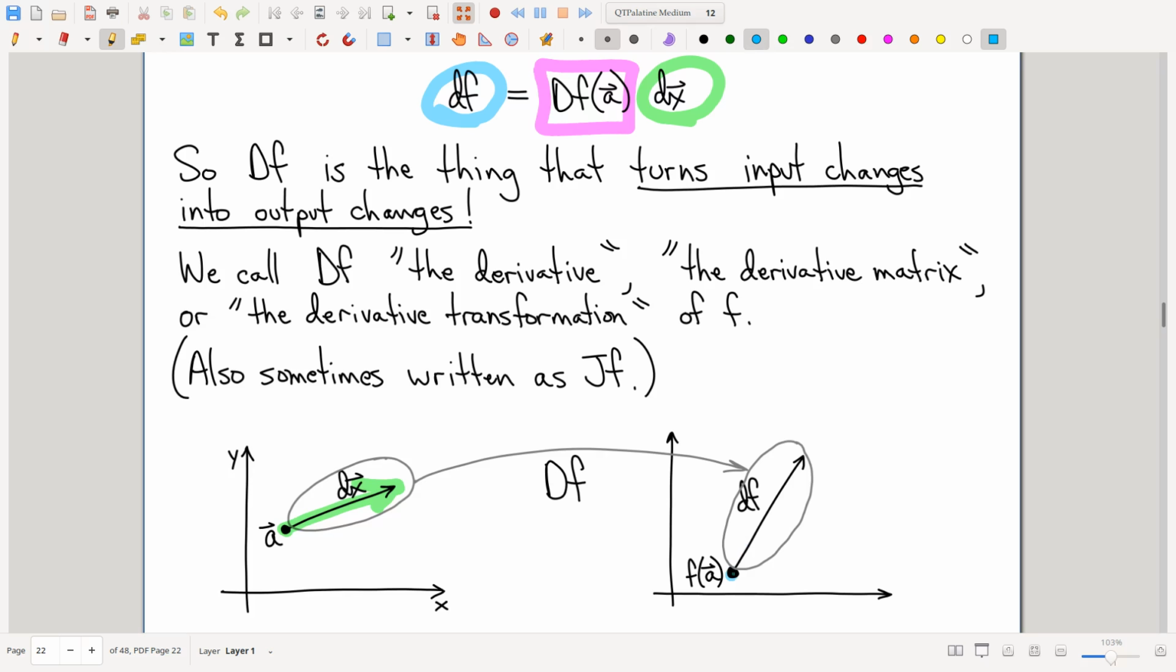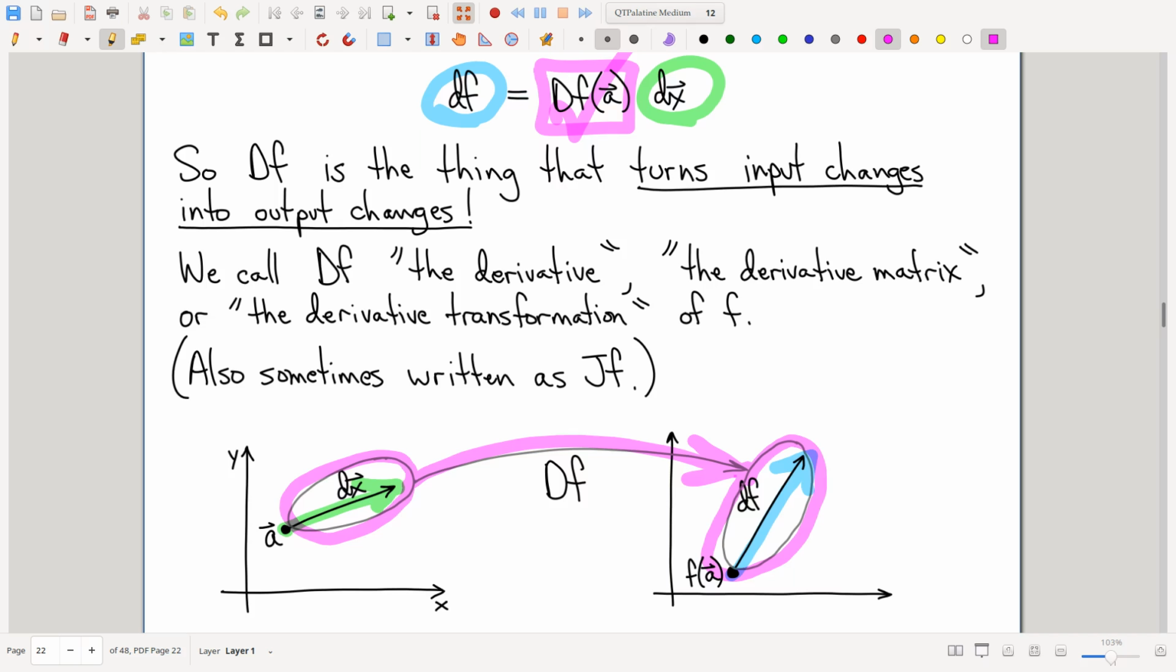Here's the resulting df vector. And the derivative matrix is the thing that turns that input vector into this output vector. Is that cool? Yeah. I was just wondering, why is it also sometimes written as JF? Yeah, that's right. J is for Jacobian, named after a mathematician named Jacobi. So it's just an alternative.